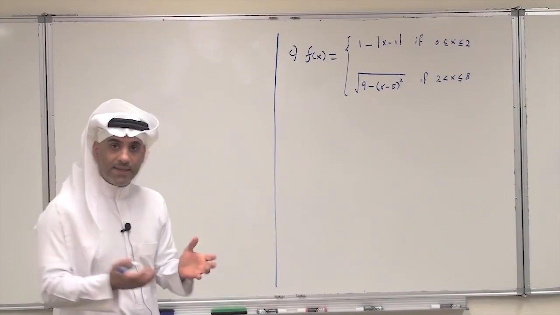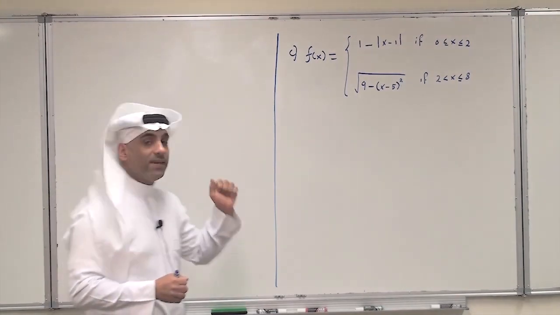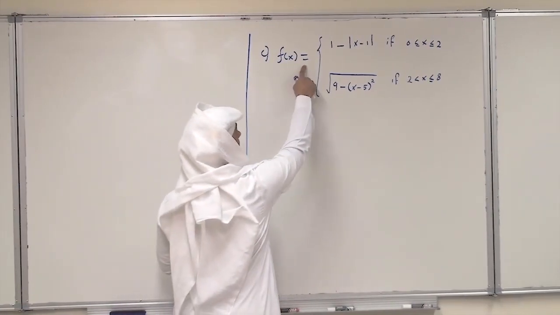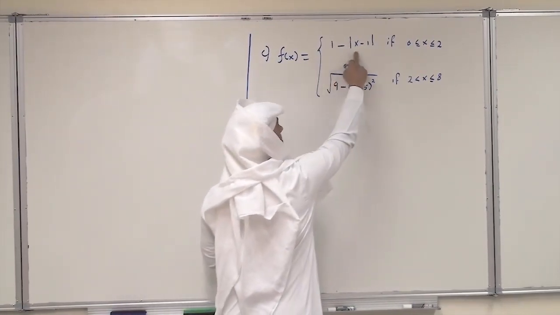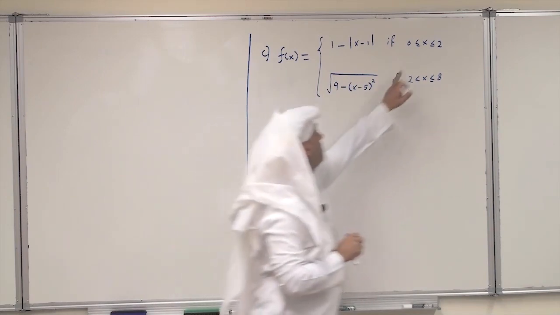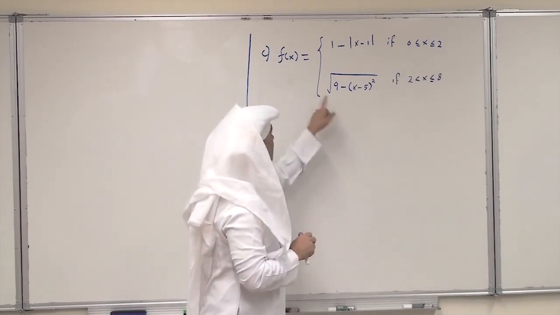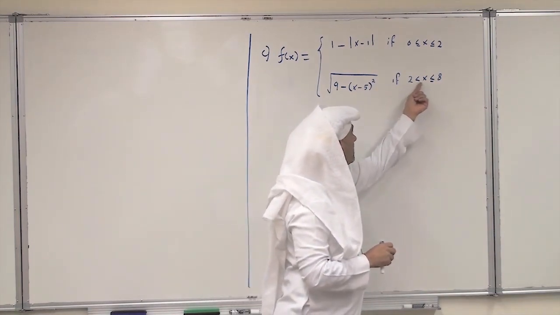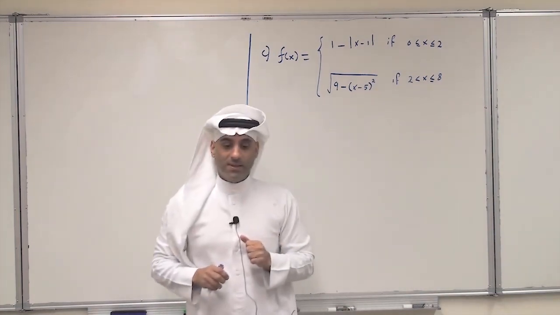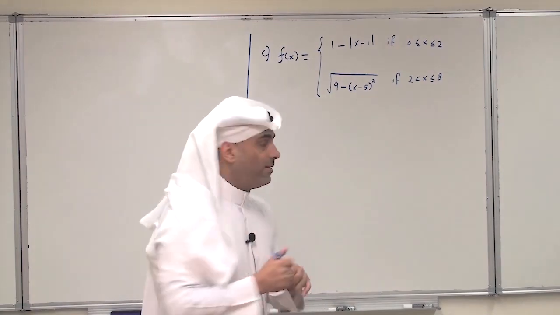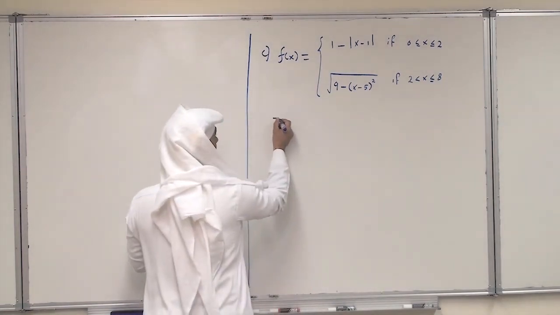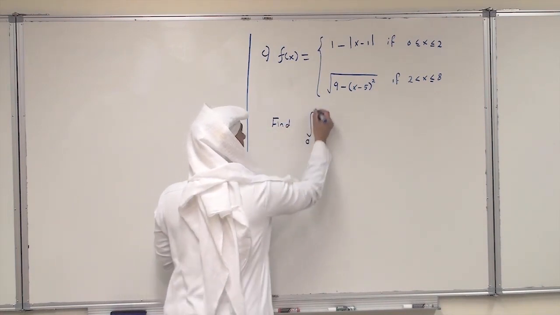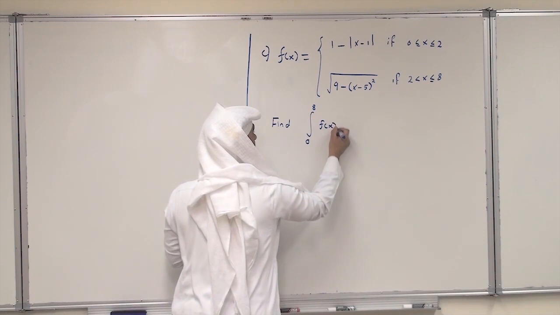Okay, let us see now a third example about evaluating integrals in terms of areas. We have a function here: f of x equal to 1 minus the absolute value of x minus 1, defined between 0 and 2, and the radical of 9 minus (x minus 5) all squared, defined for x greater than 2 and less than or equal to 8. We need to calculate the integral of the function. The question says, find the integral from 0 to 8 of f of x dx.